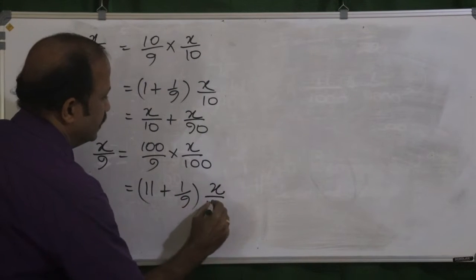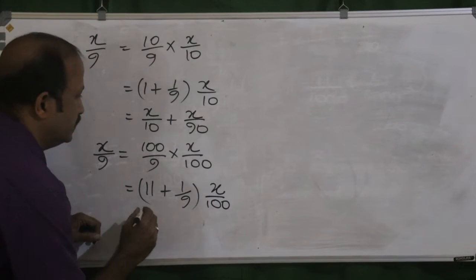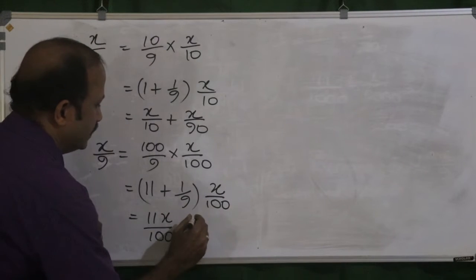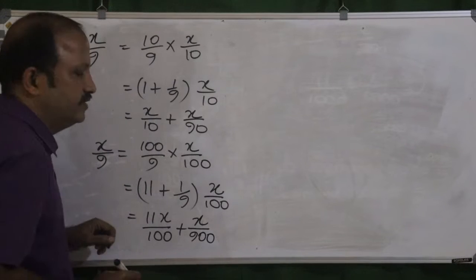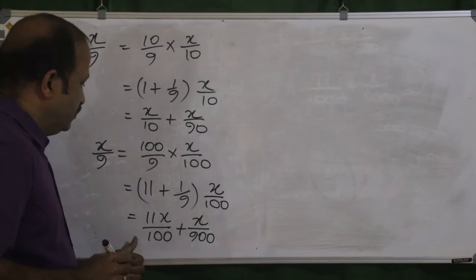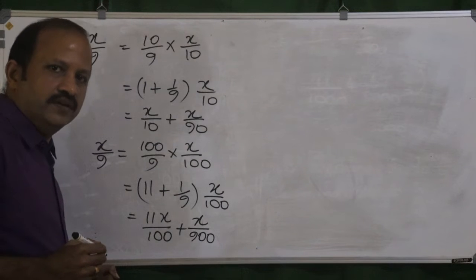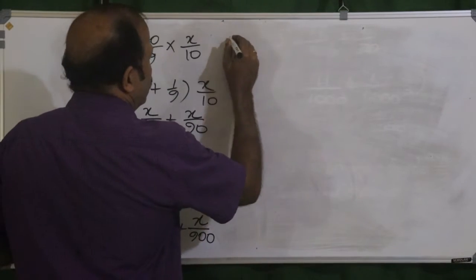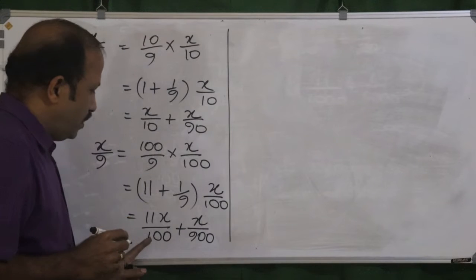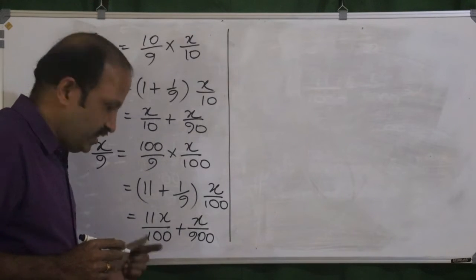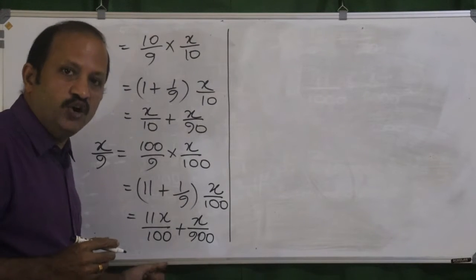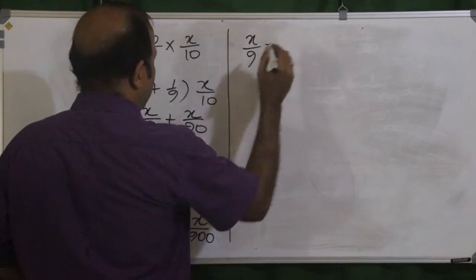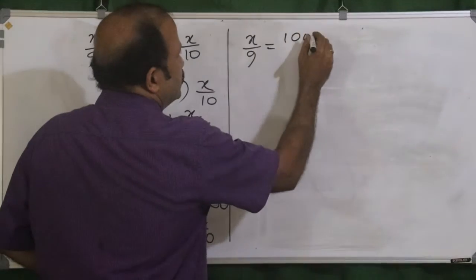Into x by 100, that is 11 into x, 11x by 100, plus 1 into x is x by 900. So how many 1 by 100s are there in the question answer, that is what we got here. Now we will check how many 1 by 1000s are there. So x by 9 is equal to how many 1 by 1000s.